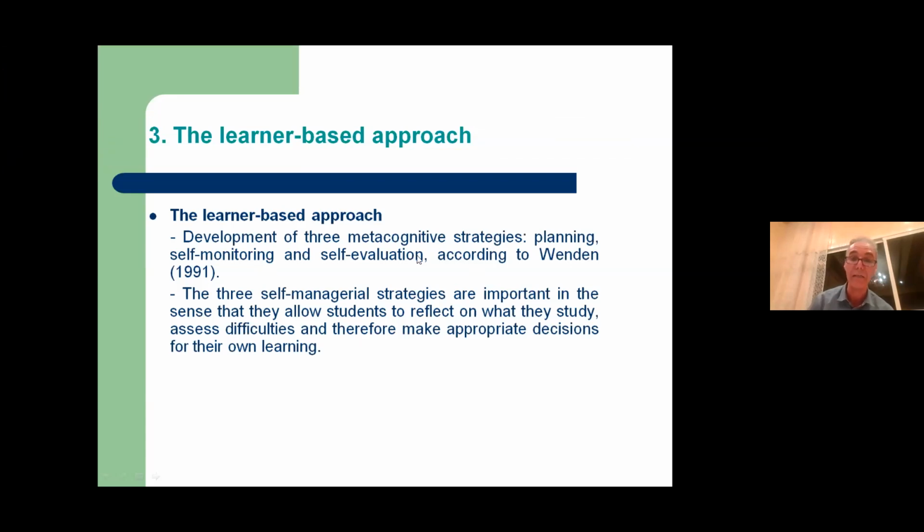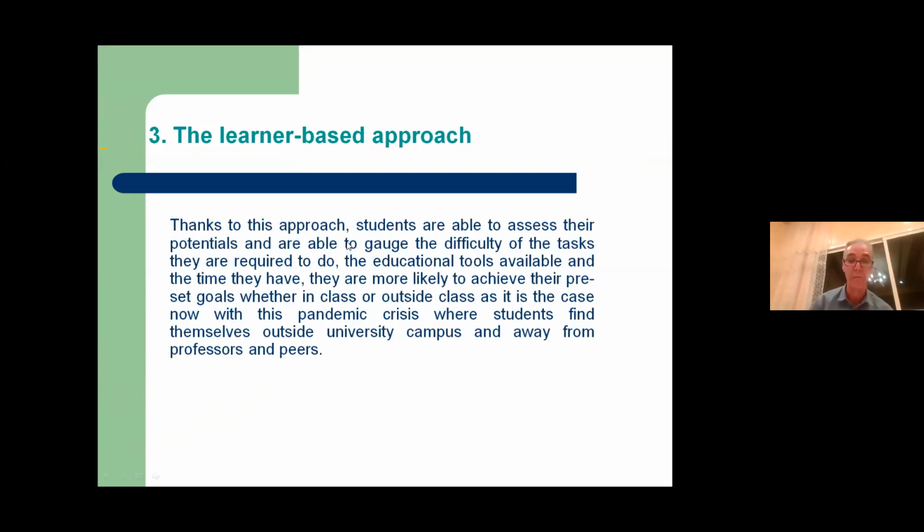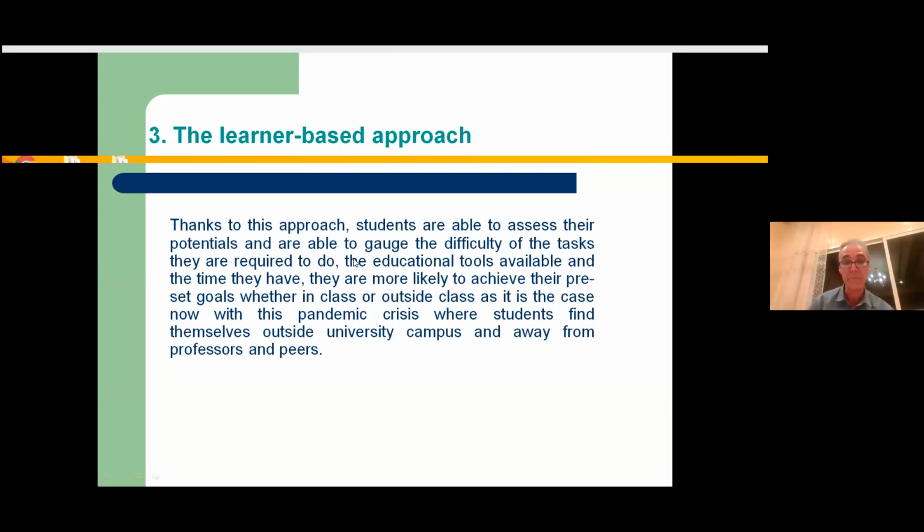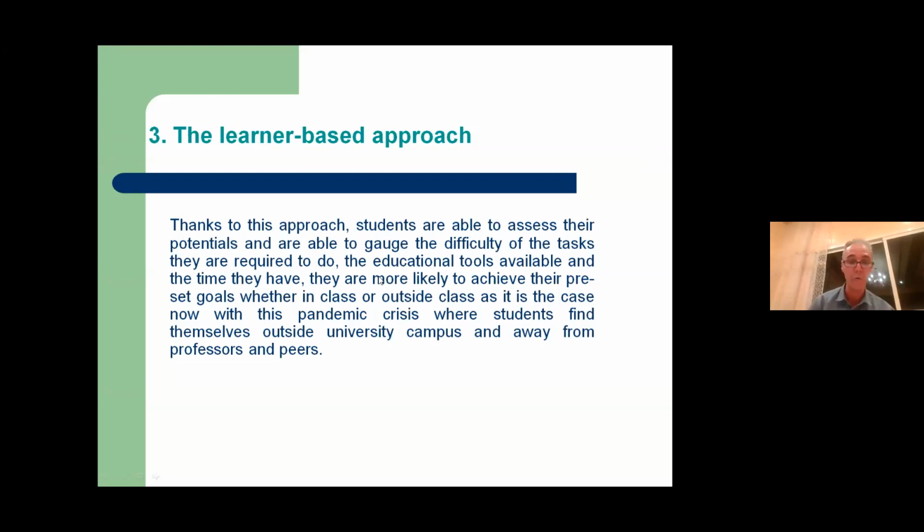By planning, we mean making decisions for what to study. Self-monitoring is about reflecting on what to study, and self-evaluation is making assessment. So I think if students are critical and they can rethink what they do, can assess their potentials, can assess the level of difficulty of the things they are studying, can assess the tools they have for learning, I am sure they can make correct and appropriate decisions for their own learning inside the university as well as outside.